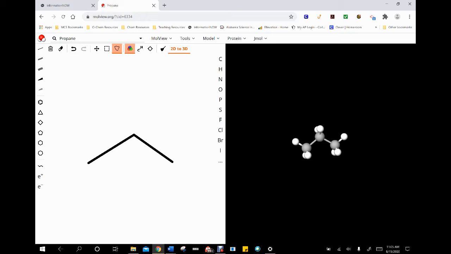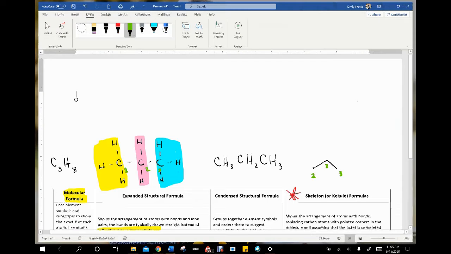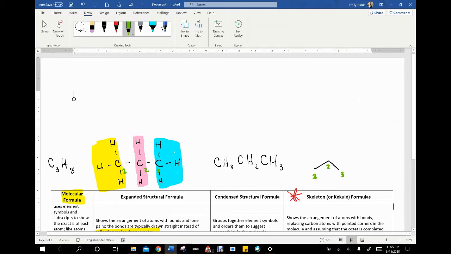And if I added more carbons, that triangular zigzag would keep going. And so the Kekulé structure does give us a little bit of a hint into what the molecular geometry of the molecule is like. All right, so there is our structure for propane. And again, we're not drawing in the hydrogens, but we know that they're there.